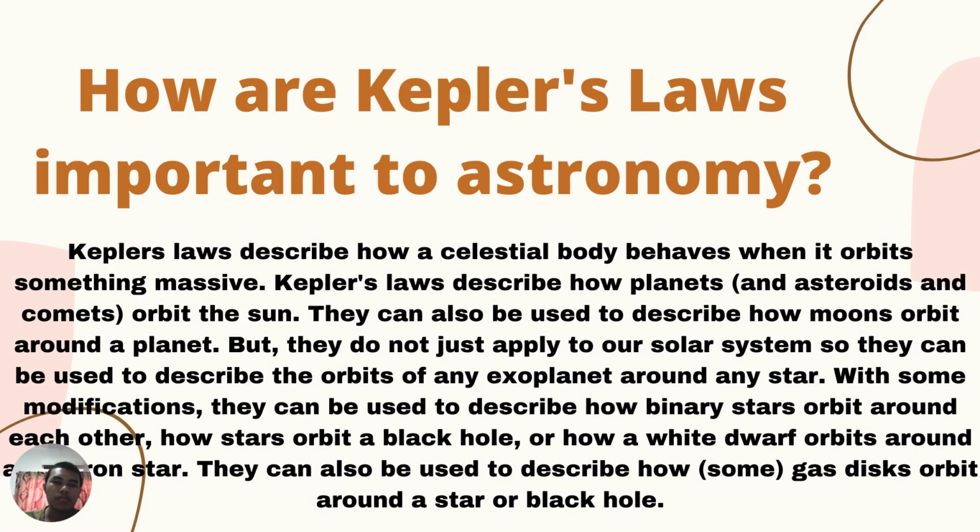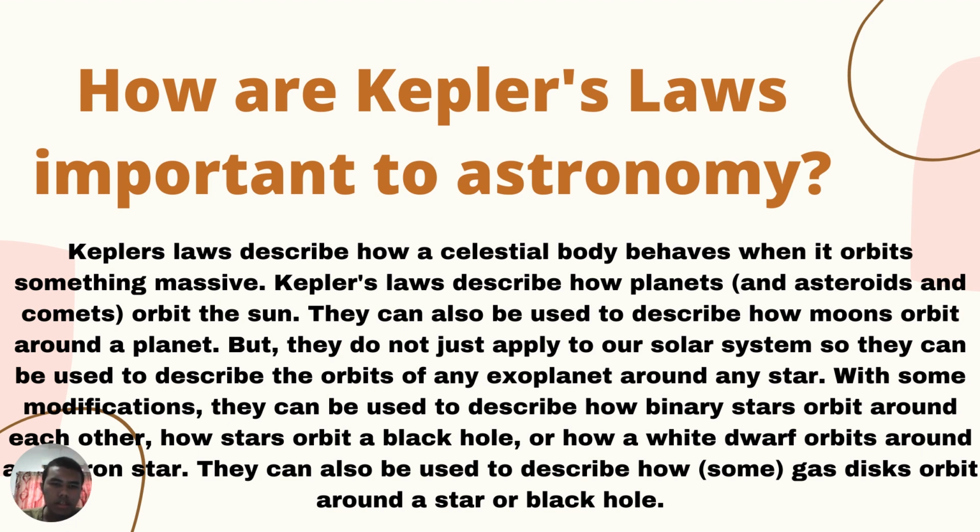And now, how are Kepler's laws important to astronomy? Kepler's laws describe how a celestial body behaves when it orbits something massive. Kepler's laws describe how planets orbit the Sun. They can also be used to describe how moons orbit around a planet.